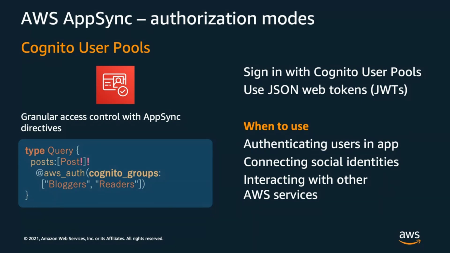So when to use Cognito User Pool? When you are managing Cognito for authenticating users in your application, when you want to connect your users with social identities, for example, and when leveraging the JWT provided by Cognito, you want to interact with other AWS services as well.